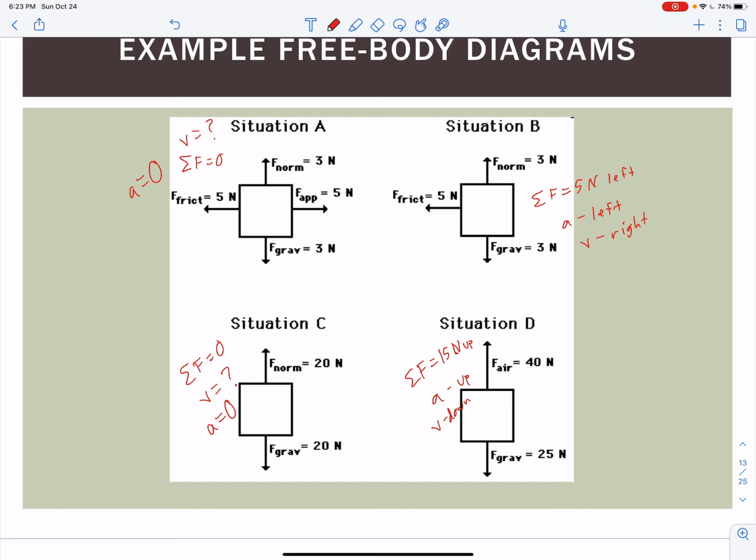So if you learn how to read a free body diagram, you can actually determine quite a bit about the situation that something is in. Sometimes, though, you cannot tell what the velocity is, as in situations A and C. You really can't tell the velocity in those situations, but you can tell the acceleration.